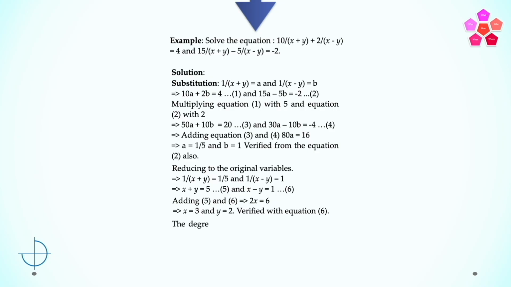The degree of the variables of the equation in such scenarios may not be 1 also. That is also a possibility. So let's take an example of that nature. Solve the equation 2 divided by root x plus 3 divided by root y is equal to 2 and 4 divided by root x minus 9 divided by root y is equal to minus 1.